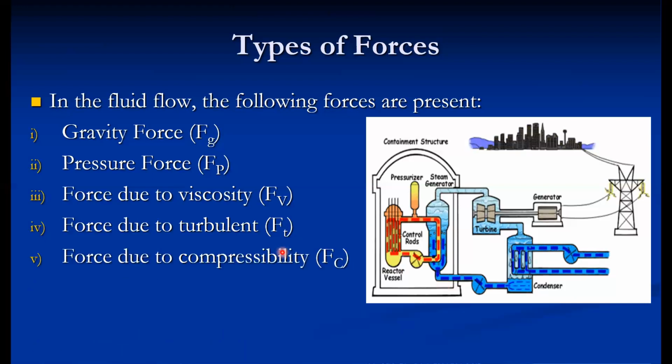Then comes force due to compressibility. Generally, for flow of incompressible fluid, this particular force is neglected. For flow of compressible fluid, force due to compressibility is generally considered. So here, this is a compressible fluid when it flows from the generator to the turbine.